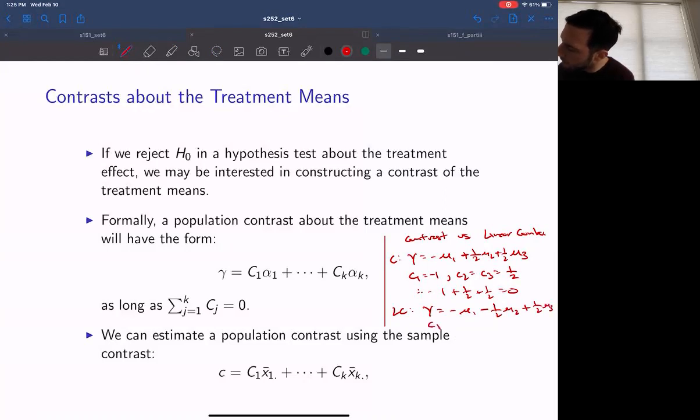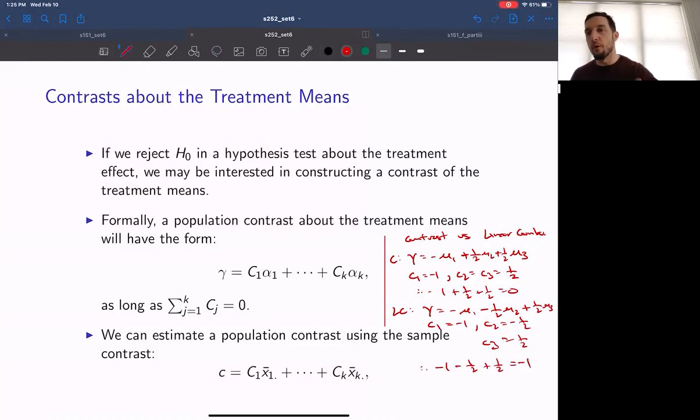Okay, so here you'd have C1 is -1, C2 is -1/2, C3 is a half. Therefore -1 minus 1/2 plus 1/2 equals -1. So these are both linear combinations, but the first one is a contrast because the coefficients add to 0. The second one is not a contrast because the coefficients add to -1.